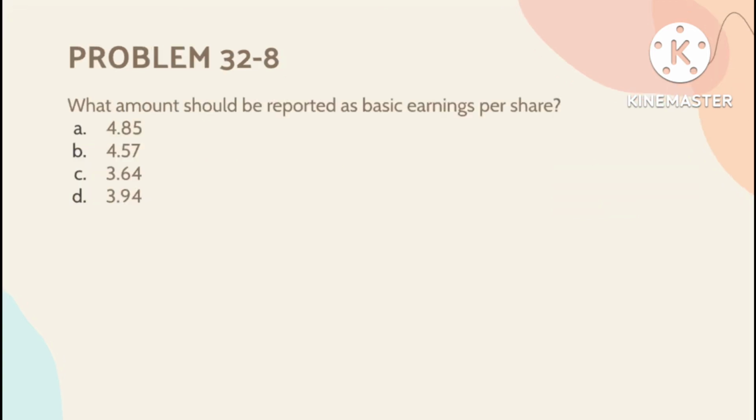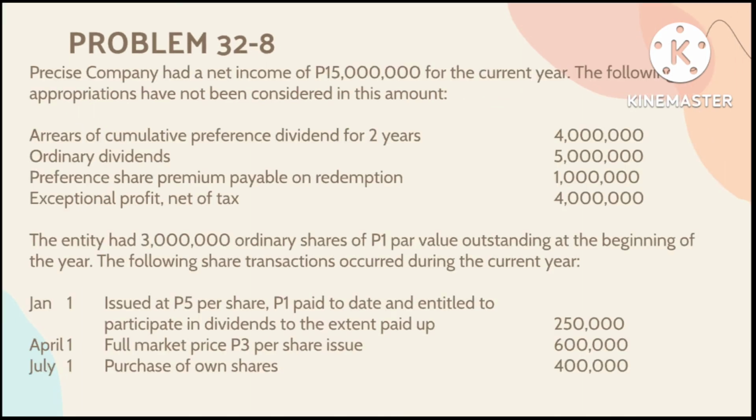Ventura? The question in problem 8 is what amount should be reported as basic earnings per share. The formula for basic earnings per share is net income less preference dividends over average number of ordinary shares. So, Precise Company had a net income of 15 million for the current year.